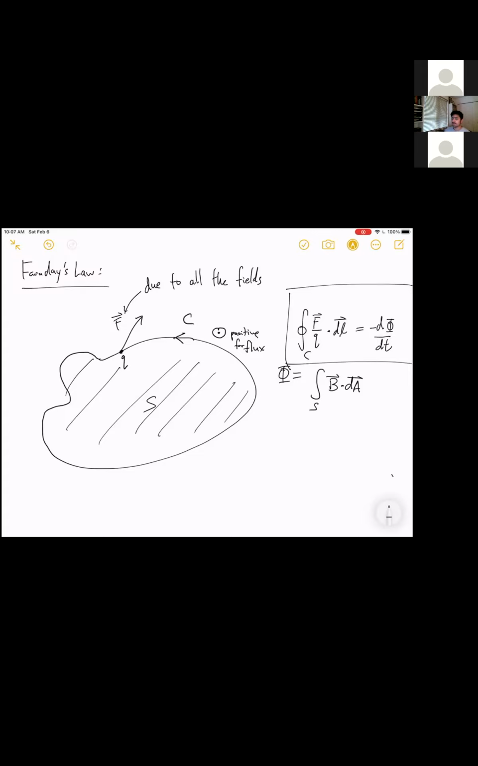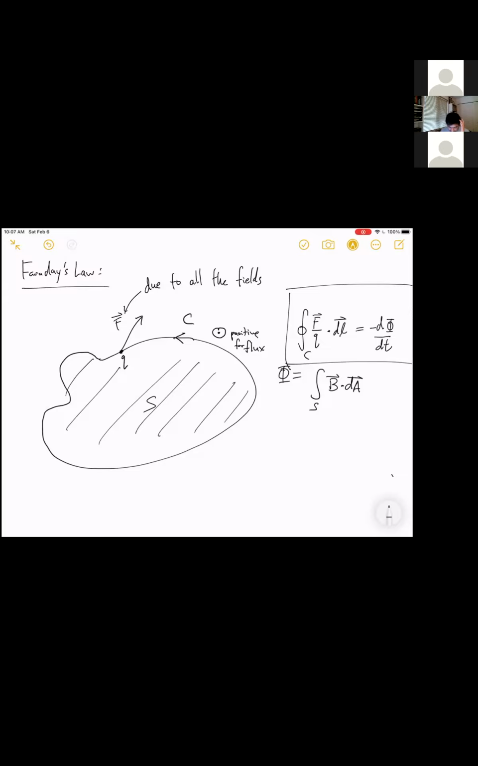If you want a more intuitive explanation of the negative sign, you can look up Lenz's law, which explains the negative sign a little more in words. But I think this is the most foolproof way to make sure you get the sign right, by orienting the line integration and the flux integration direction consistently. Okay.